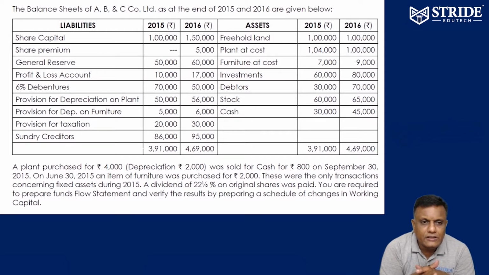General reserve increased by 10,000. We can put it in the adjusted P&L account, debit side, 10,000. Profit and loss opening 10,000. Balance brought down in the adjusted P&L account, closing 17,000, is balance carried down in the adjusted P&L account. Debenture 70,000 opening, 50,000 closing. So 20,000 we have repaid, redeemed. So 20,000 redemption we can put in the application of funds.